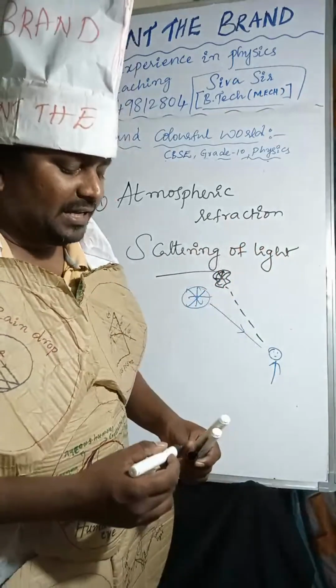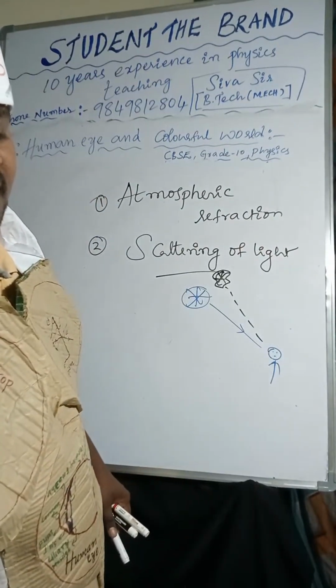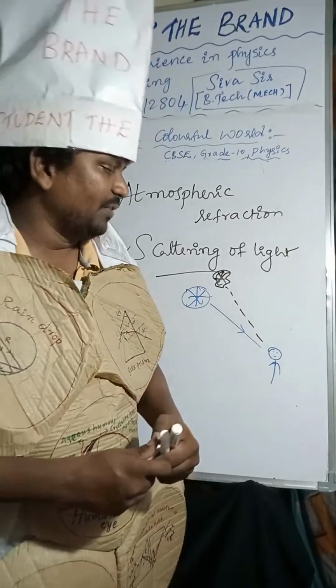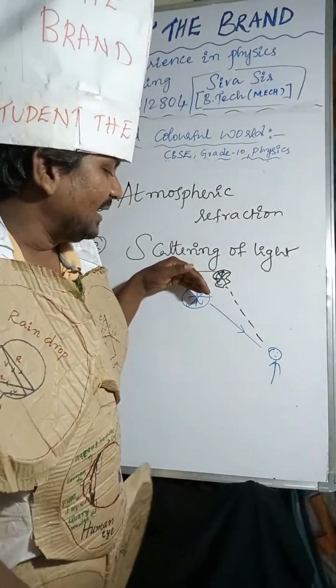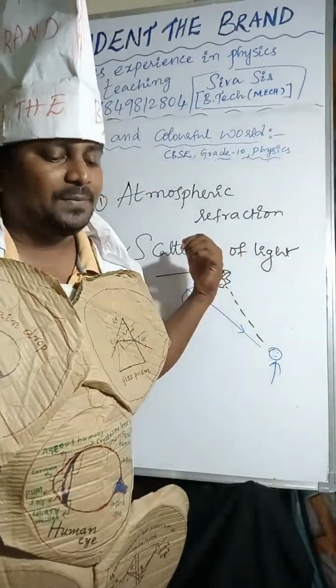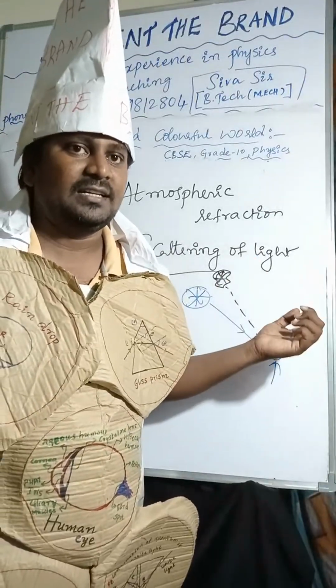Because of many refractions. So what happens? The star keeps on twinkling. When light rays come from the star to us, so many refractions take place. That is the reason it appears to be twinkling. Is it clear?